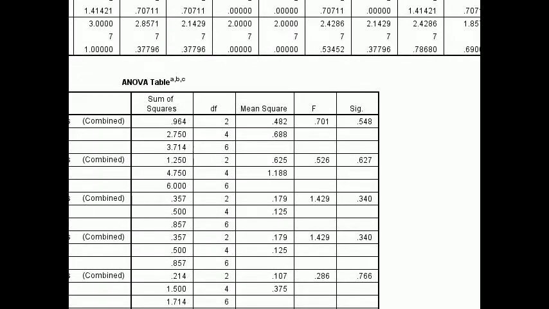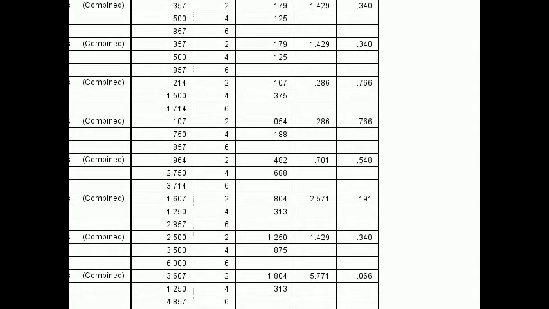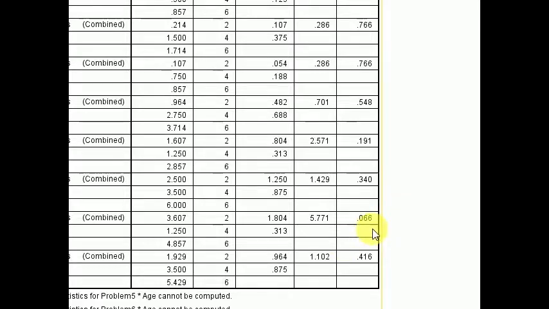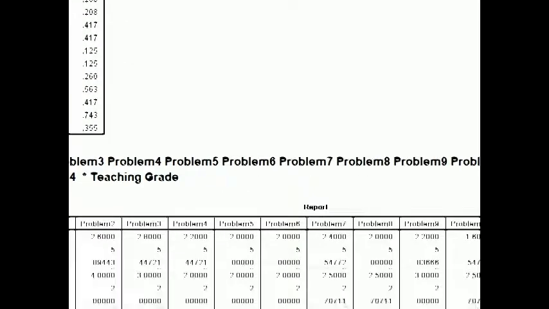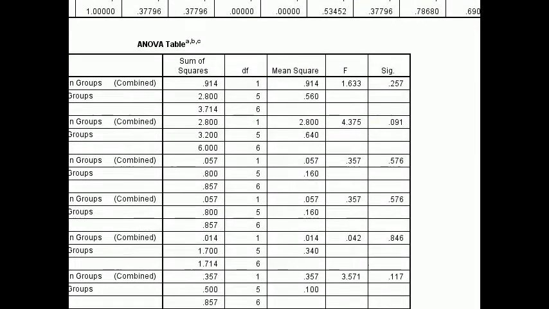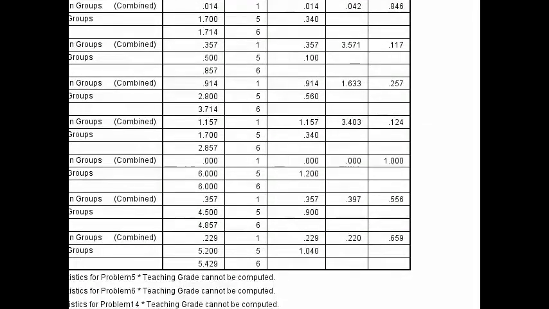Now, in terms of age, no significant verdict. This is almost significant, problem 12. Just take a look at that. How about teaching grade? Almost significant, problem 2. Almost 0.05. Okay.